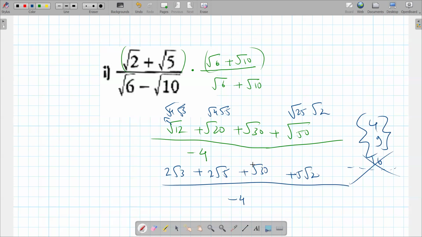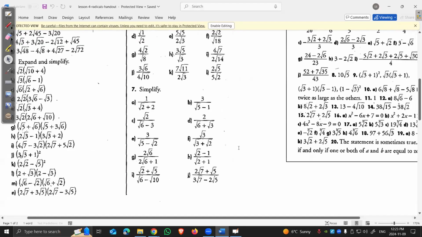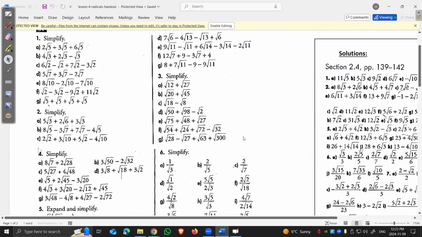Can root 40 be reduced? It can, because 4 is going to go into 40. 30 is special because 4 doesn't go into it. And that's just a review of some of the radical math that you'll be doing.